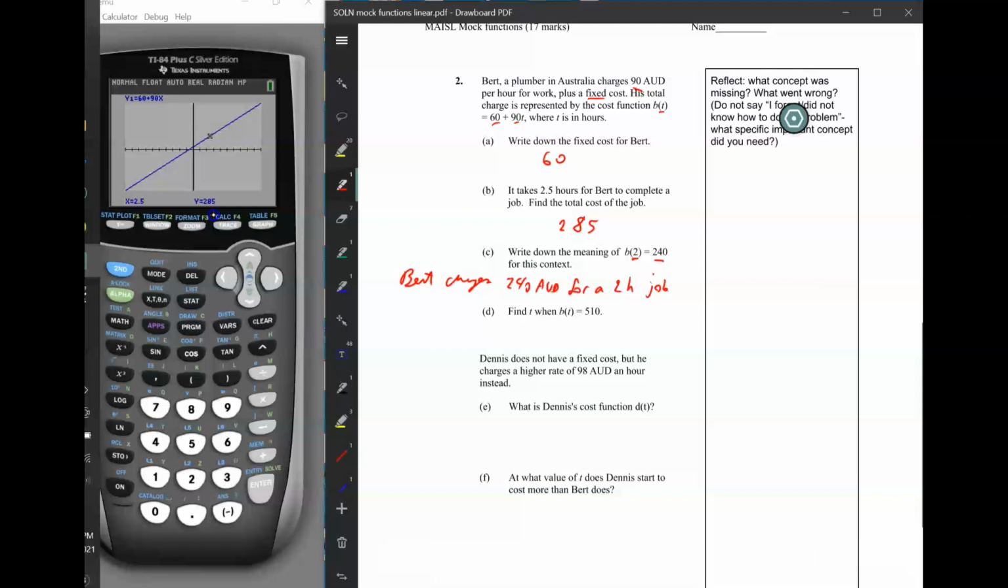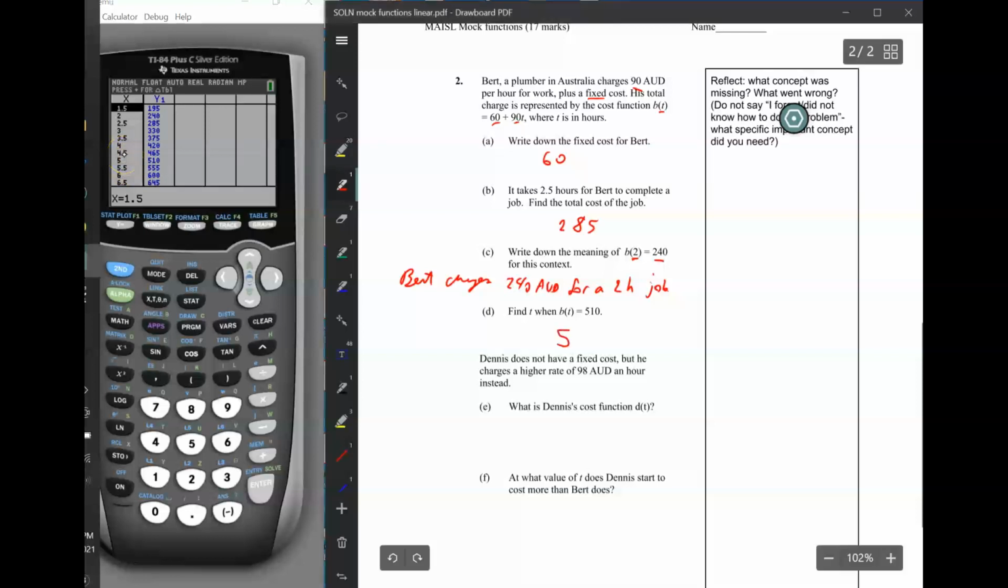Find t when b of t equals 510. Okay, so there's a couple ways to do this. One of them is to go into the table and then try to find where the cost is 510, or when the y value is equal to 510. You could see that that corresponds to a t value of 5. Okay, and thank goodness it corresponded to an integer value, and then you can find it. Okay, so it is t equals 5.